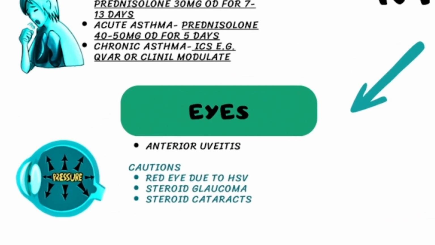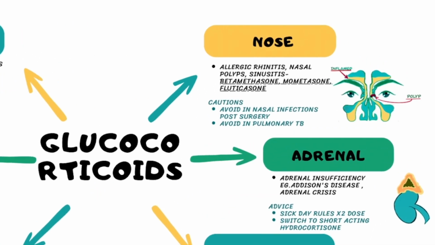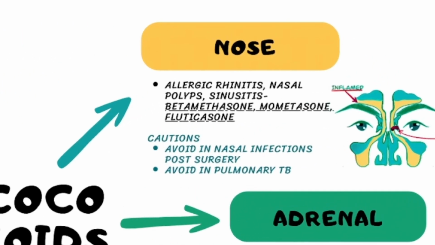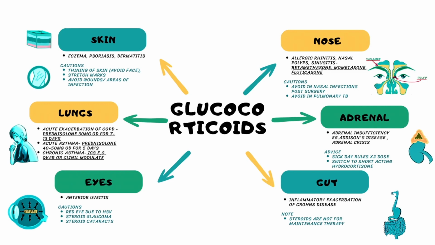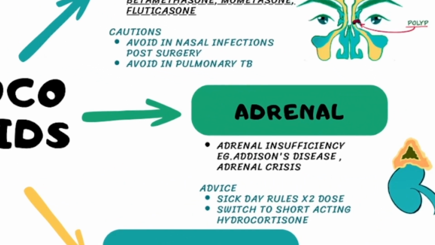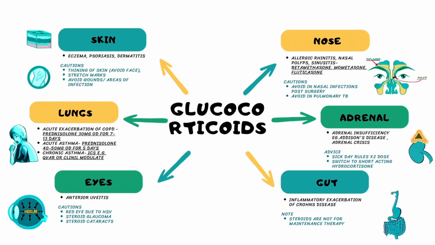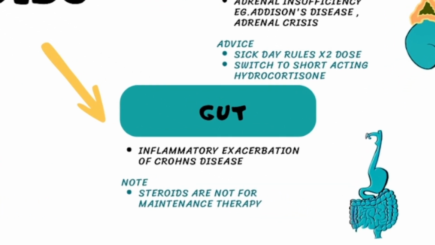Steroids are also used in reducing inflammation in the eyes. One of the main dangers of their use is a red eye, causing corneal ulceration. It is also used to treat a variety of nasal conditions. Due to inadequate production of steroids in the adrenal glands, steroids are used to treat adrenal insufficiency, and doubling the dose is required in times of stress to reduce adrenal crisis. Steroids are also used in acute exacerbations of Crohn's disease.